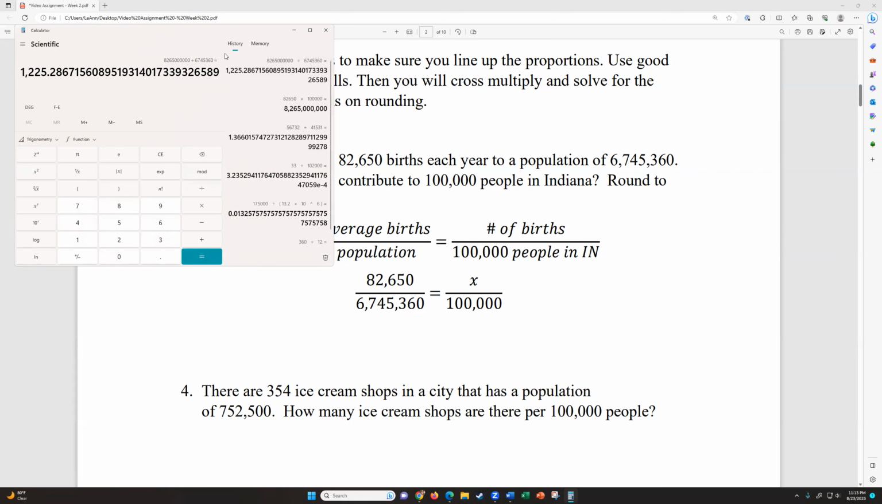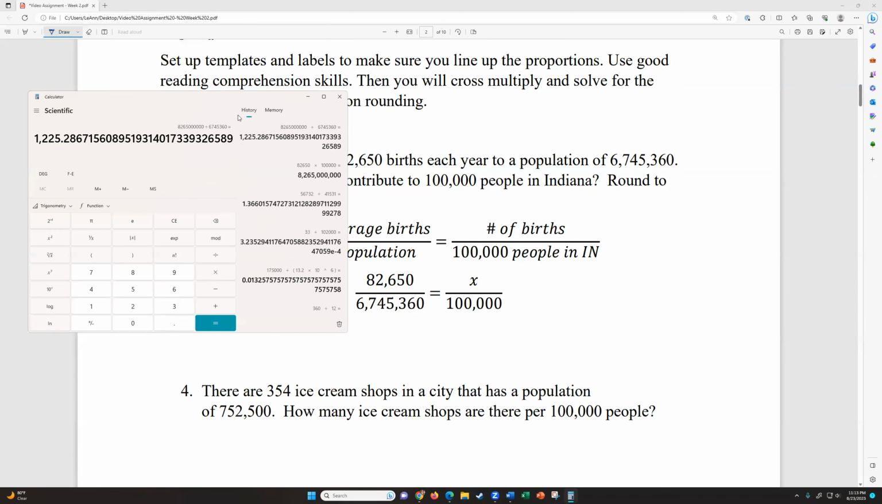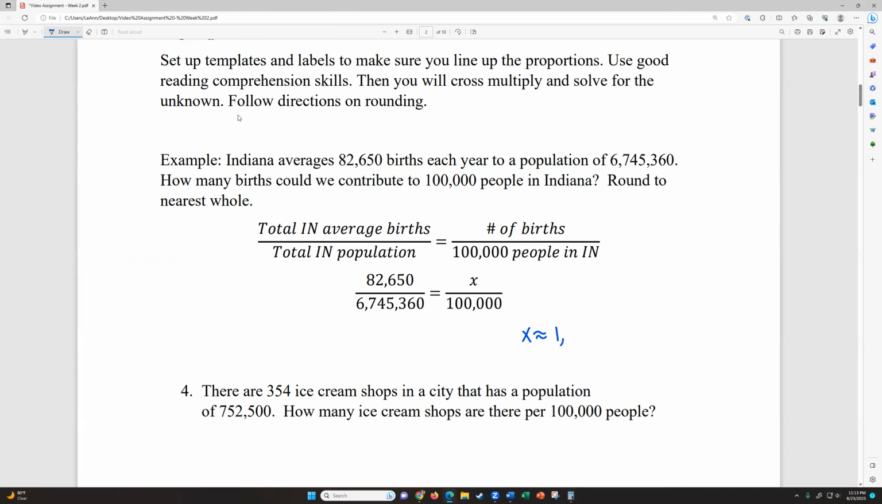And we're going to round this to the nearest whole. So 1,225, because the 2 would not bump it up. So x is approximately 1,225 births in Indiana per 100,000 people.